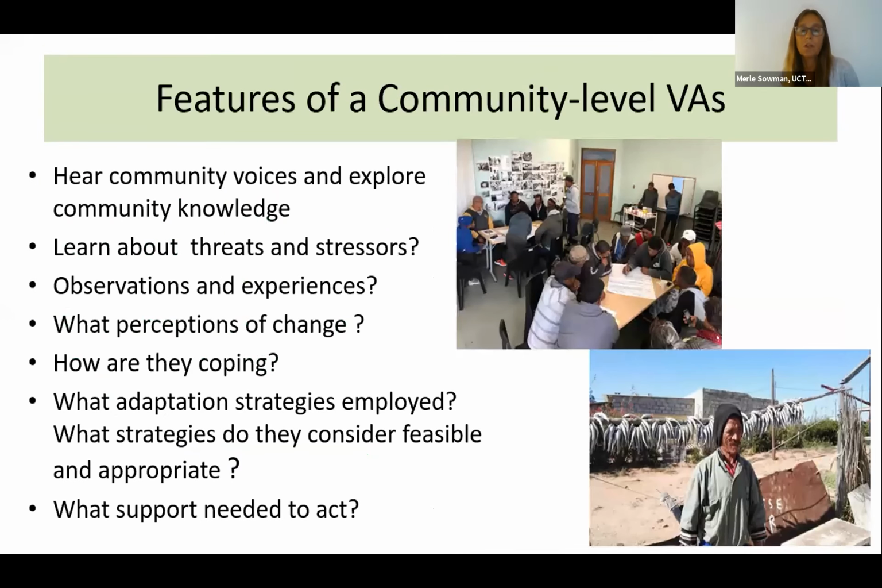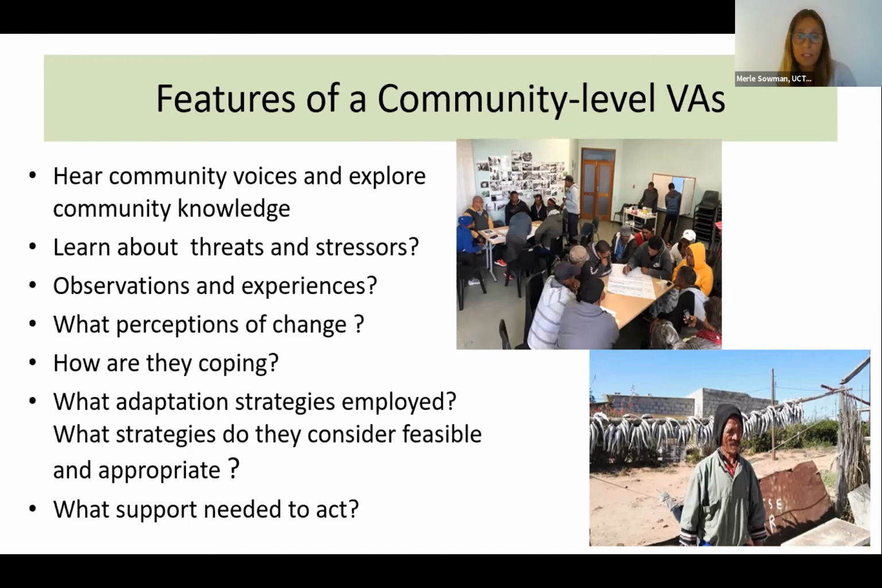So just looking at the community level vulnerability assessments. And we've heard from Mia and Nina now about the importance of hearing community voices and exploring this local and indigenous knowledge. And this is precisely what this community-based vulnerability assessment seeks to do. Essentially what we do over a 2-day period in a workshop setting of about 25 participants is to really try and understand from local communities themselves who are working in marine environments on a day-to-day basis about the threats and stresses they experience in general terms, but also in particular from environmental changes and climate changes, to learn about their observations and experiences, and to learn about their perceptions of change.